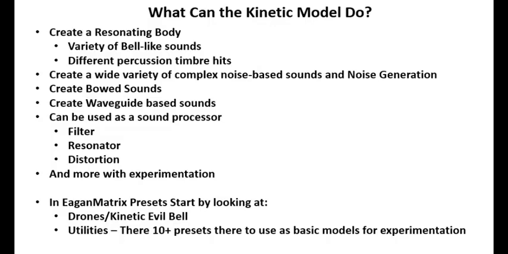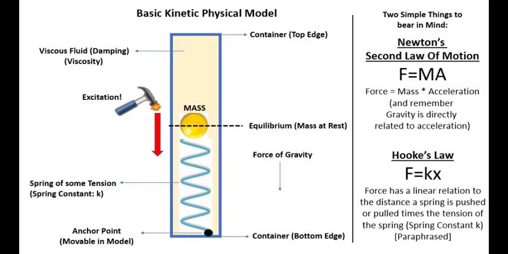For example, it can act as a resonating body, creating a variety of bell-like sounds. It can be a sophisticated noise source, creating anything from scraping to door creaking to mouth sounds to bowing noise to wind. It can act as a sound processor, a physical filter, a resonator, create distortion, and more. But it takes some understanding and especially experimentation to get the hang of it. Let me read the manual's introduction.